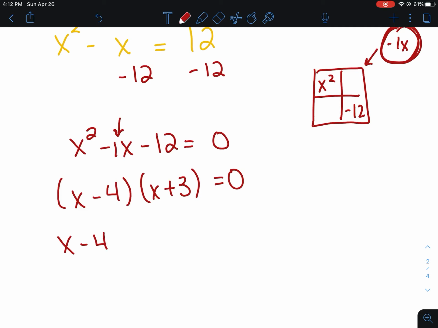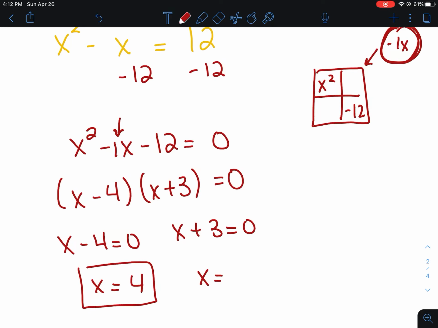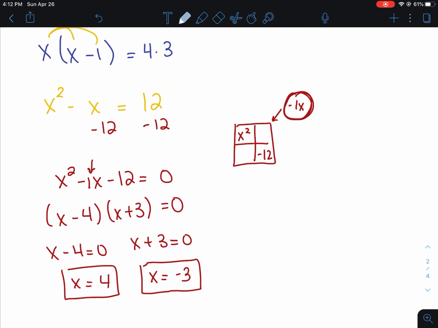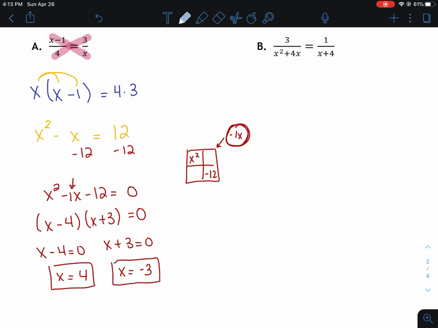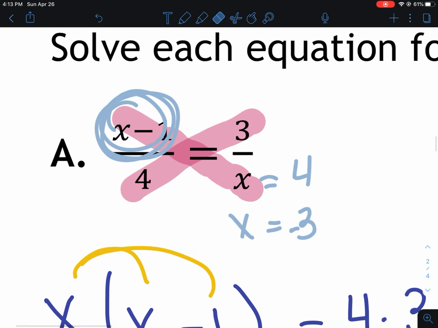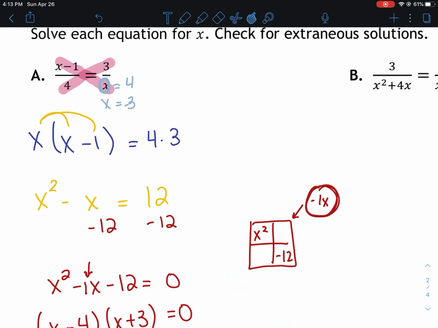If I set each of those equal to 0, I get x equals 4 and x equals negative 3. But then again, I do have to check my solutions. Okay. Can x equal 4 and can x equal 3? Or I'm sorry, negative 3? Yes. Okay, again, this top piece, it doesn't matter what x is. Okay? The only thing that matters is the bottom x because it cannot be 0.